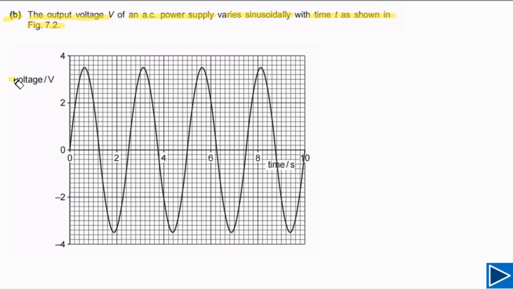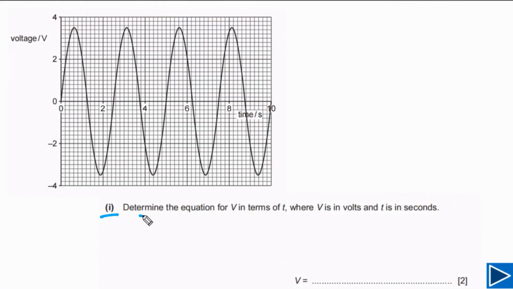In this case, you can see on the y-axis we have voltage and on the x-axis we have time. For part 1, the question is asking us to determine the equation for V in terms of t, where V is in volts and t is in seconds. If you look at this graph, this is a sine graph, so we can write down the equation for a sine graph.